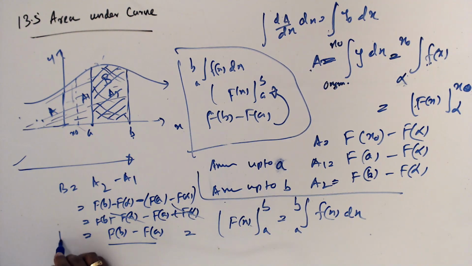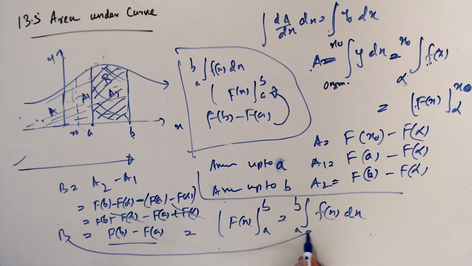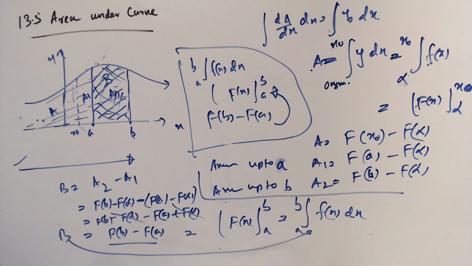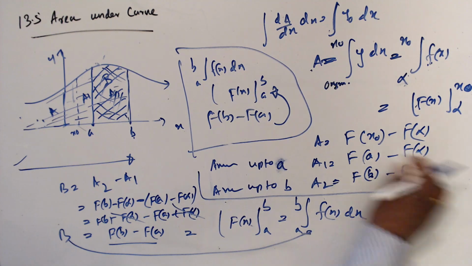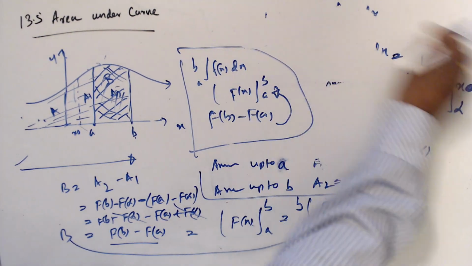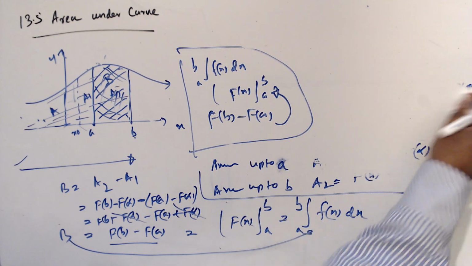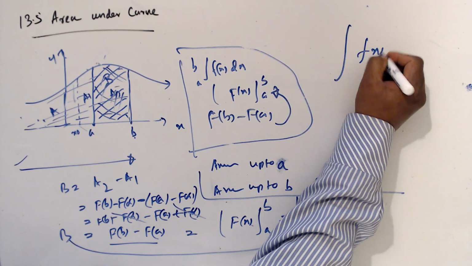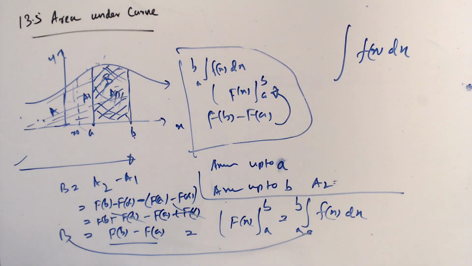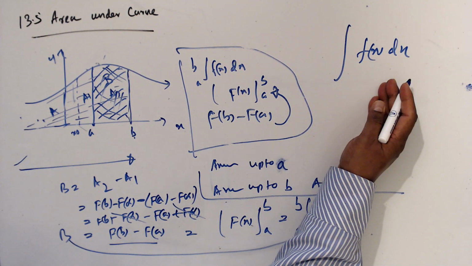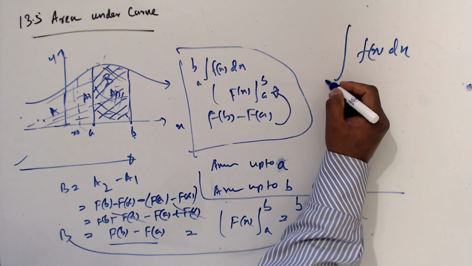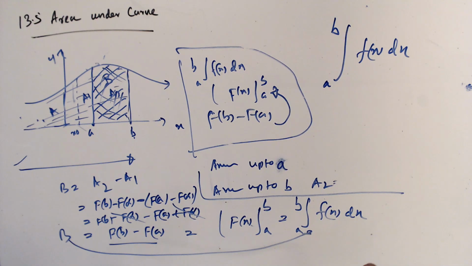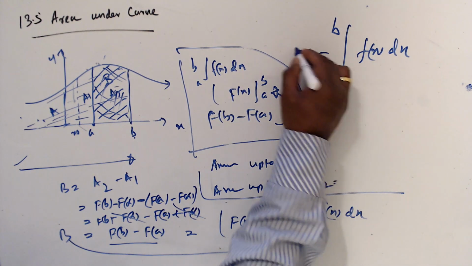So this is equal to B. It means if we need to find this area, in simple terms, in general, what we have to do is take the function and integrate it. Then after that we apply the limits a to b. That's all. So this is the B area.